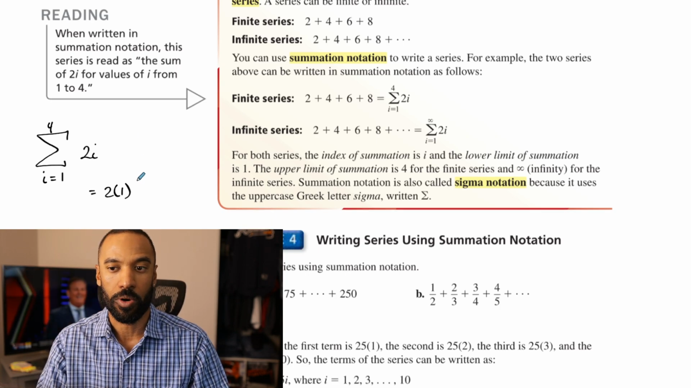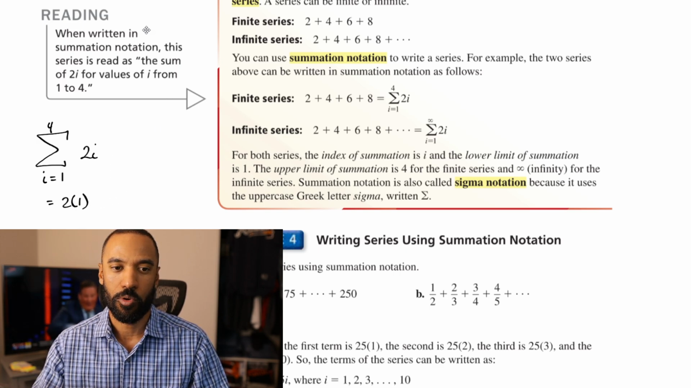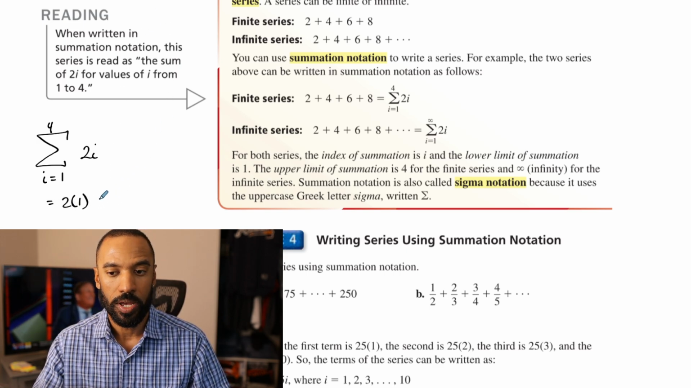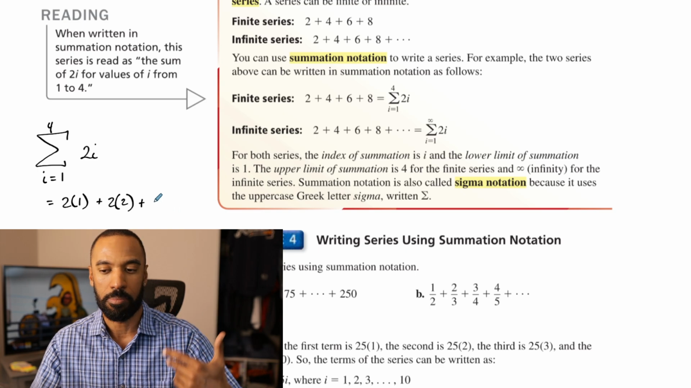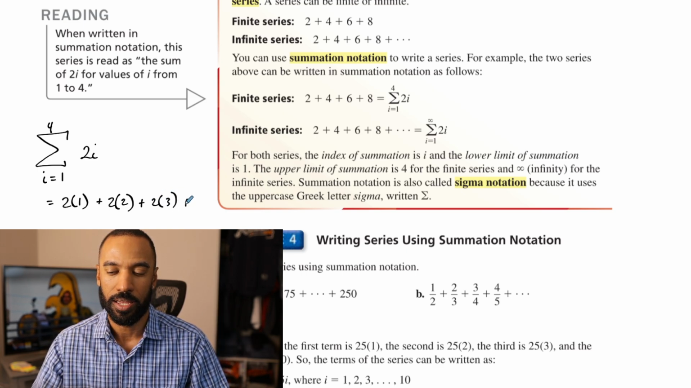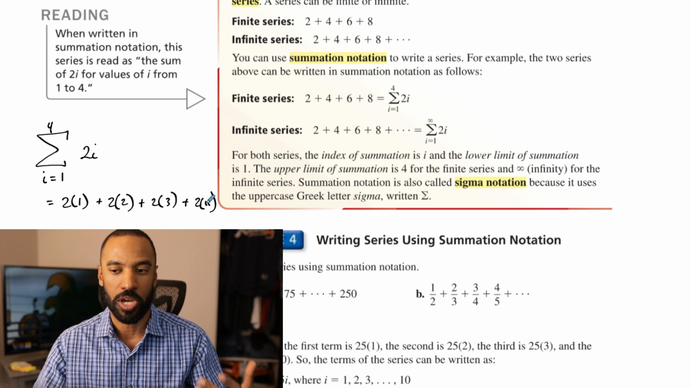Now what we're going to do is add the results. So we do that 2 times 1. The next thing I'm going to turn i into is 2, and I'm going to add the results of that with this formula here, 2 times 2, plus, and now I increase i by 1 again, get 2 times 3, plus, and then I go up to 4. That's the top one, 2 times 4, and I'm done.